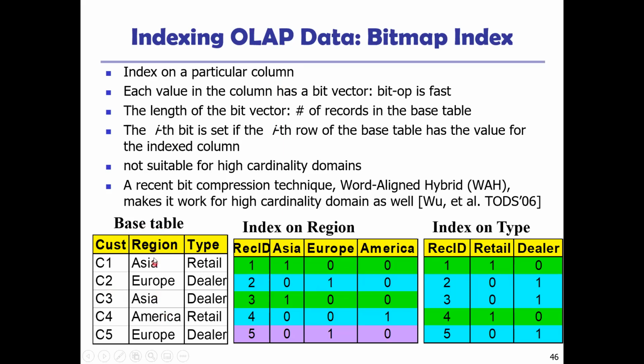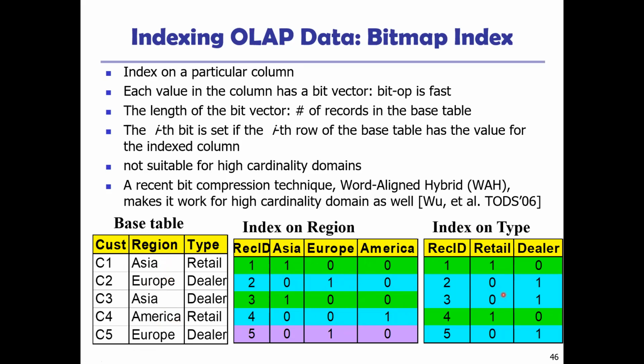And when we want to represent the index of a certain column, so for index on region, we will have the same number of records. And then we will give 1 to the value of the original attribute in the base table. So for customer 1, the region is Asia. So it will have 1 in Asia and zeros for the rest. For customer 2, the region is Europe. So we'll have 1 for Europe and zeros for the rest. Customer 4 is America, so we'll have zeros for the rest and 1 for America. This is also the same idea for the index on the type column.